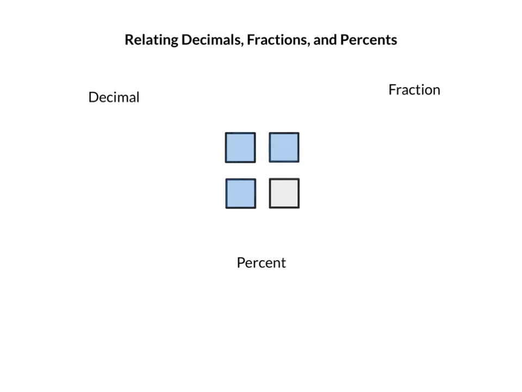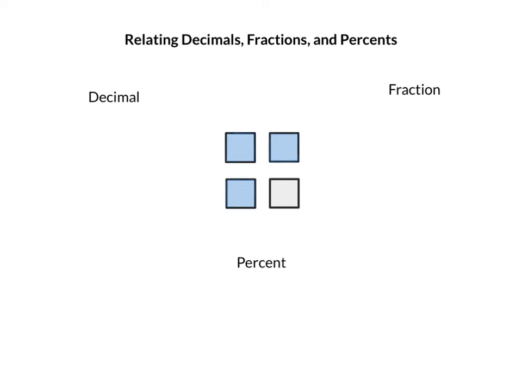Today we're going to talk about how we can relate decimals, fractions, and percents. So decimals, fractions, and percents are going to be three different ways that we can write the same amount. So if we look at this right here, I have 3 out of 4 boxes shaded in. So I'm going to be able to write that in 3 different ways.